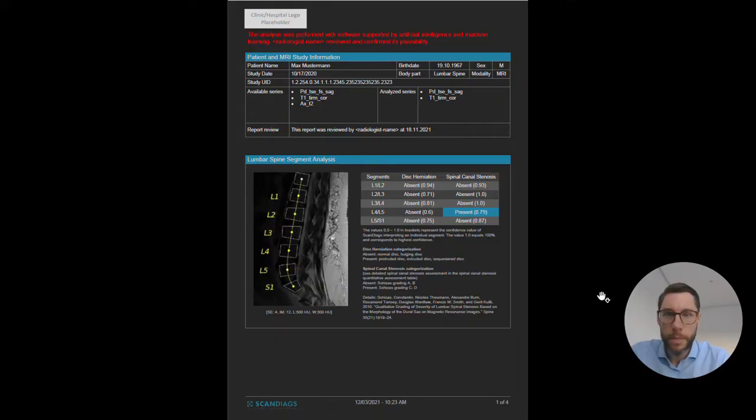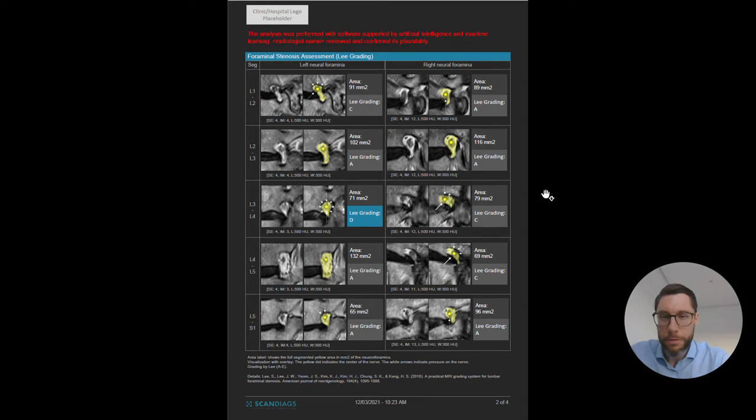Let me quickly switch that. As you can see here, this is a PDF report with some patient information at the very top, followed by the first results of the lumbar spinal segment analysis. On the left side, you see a sagittal T2 image that has the vertebral bodies automatically segmented and labeled such that you can easily map the results to the respective vertebral body. On the right side, you see the results of the disc herniation classification as well as the spinal canal stenosis results. So these are just classification results showing that the pathology is present or absent, and more detail will be on the further pages.